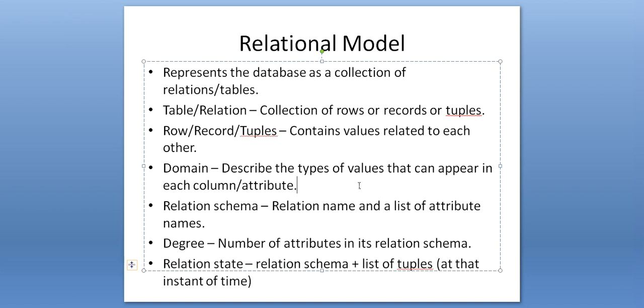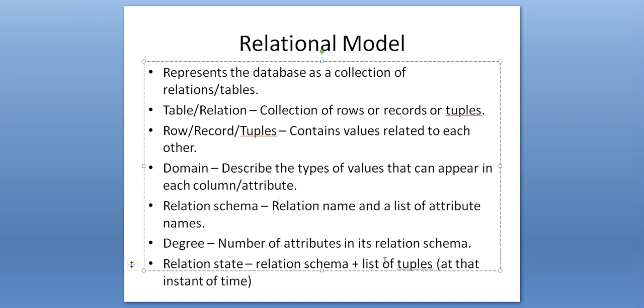And then what is a relation schema? The schema of a relation is the relation name and a list of attribute names. We do not want to see the details of the relation, only the relation name and the list of attributes it has. That gives you the relation schema of that relation. And what will be the degree? Degree is the number of attributes in each relation schema. For a particular relation, what will be the degree of the relation?